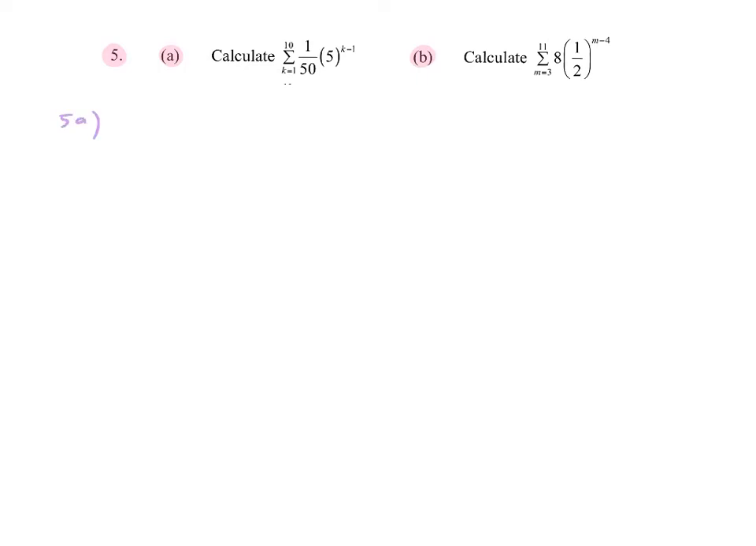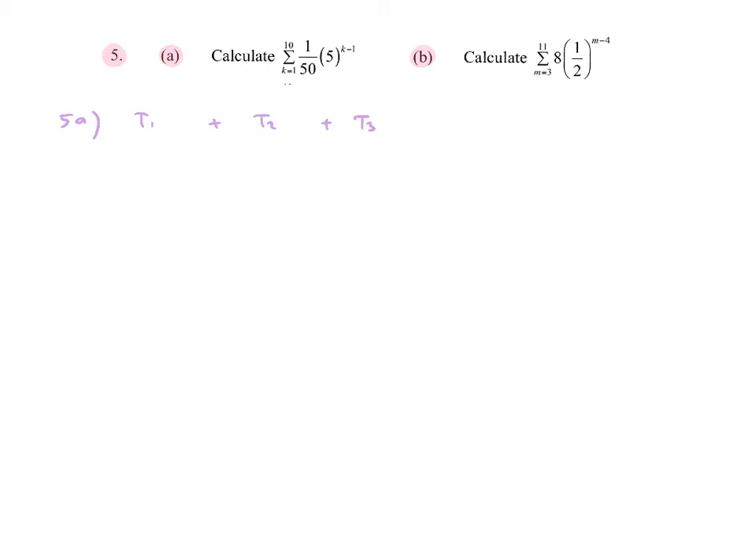So in 5a we've got a sigma, and if it says calculate that, sigma means sum. So just calculate the sum. And how do I do that? Determine the first three terms: term 1, term 2, term 3, and that will help you define a and define the ratio, right?